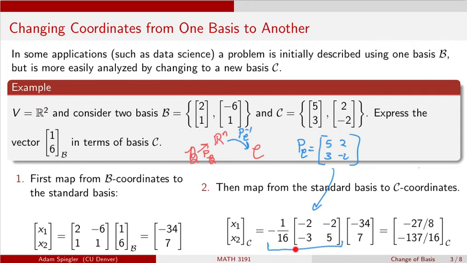And then we apply this map from the standard basis, which maps us into C coordinates, to the vector that we found in Rn with standard coordinates. So over here, we found that 1, 6 with respect to B coordinates is equal to the vector minus 34, 7 with respect to the standard basis, which is equal to the vector minus 27/8, minus 137/16. And this is written with respect to C coordinates.